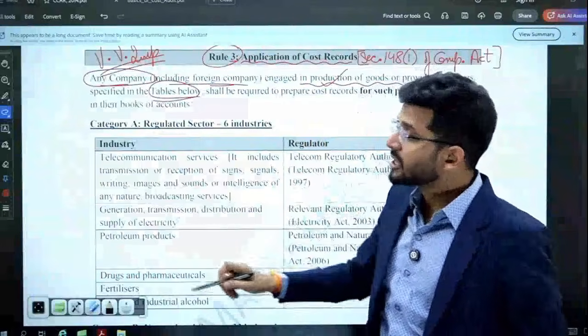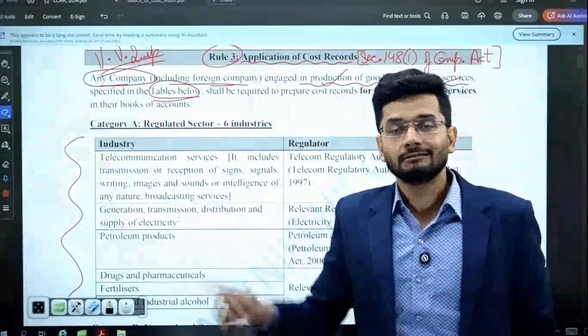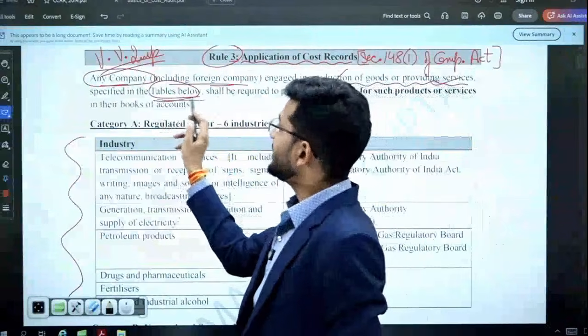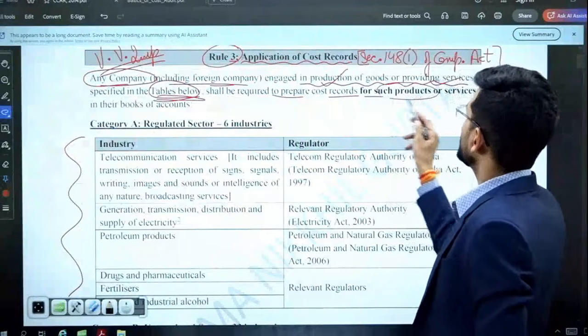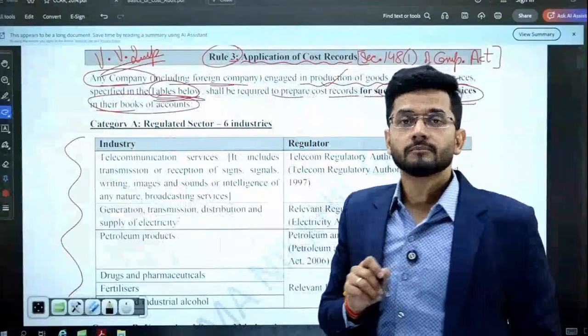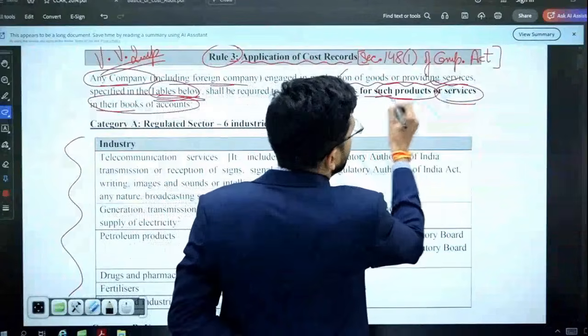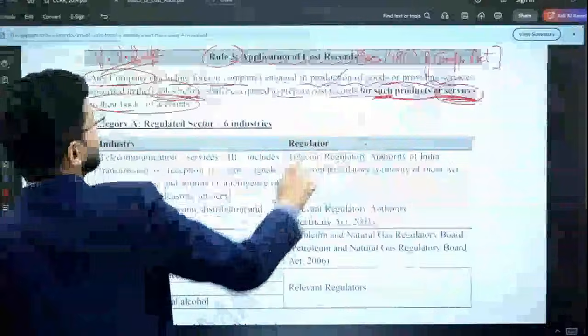So only those companies who are producing these products and providing these services are applicable for cost records. Those specified in the tables below shall be required to prepare cost records for such products or services in their books of accounts. Cost records are required to be prepared only for such products or such services.